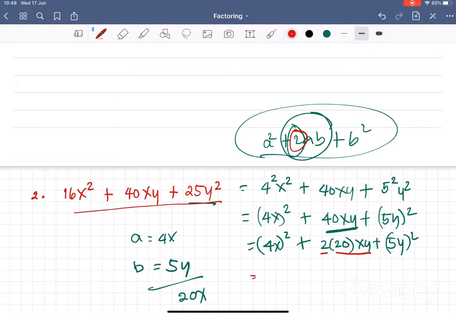So we can write that as equal to a plus b quantity squared. Meaning our a is 4x plus our b is 5y, and we can square it. So that is now the answer.